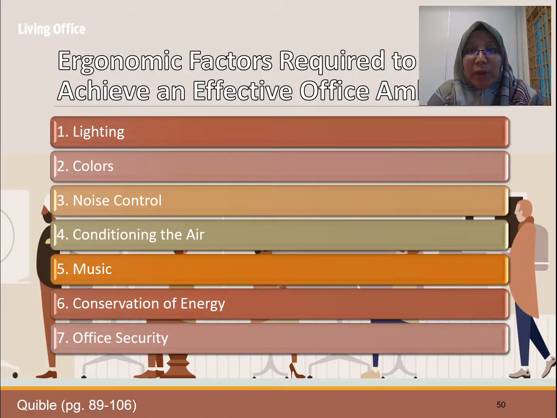Okay, so we are going to continue to the ergonomic factors required to achieve an effective office ambience. Previously in chapter 5 part 3 we discussed the lighting and also the colors. So today we are going to continue to the next one, which is the noise control.